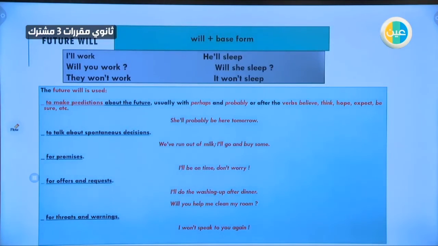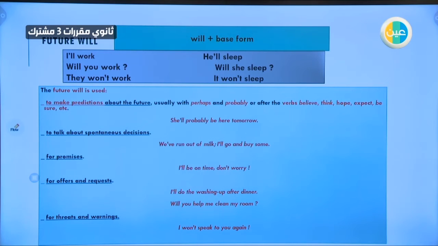Okay? Let's look now at future will. When you want to make will, usually you have the base form after it: no is, no ed, no ing. Let's take an example. I'll work, the abbreviation, short form of I will: subject and will, and the main verb. If you want to make a question, you use will. Will you work? You change the order, start with will as a helping verb.